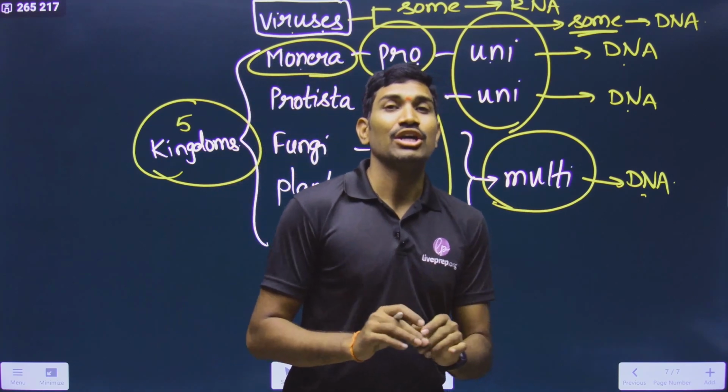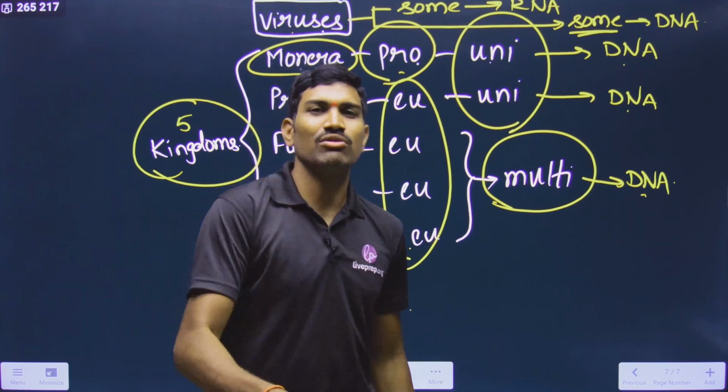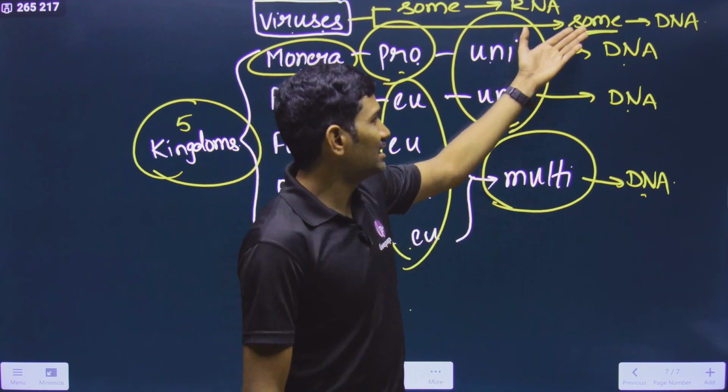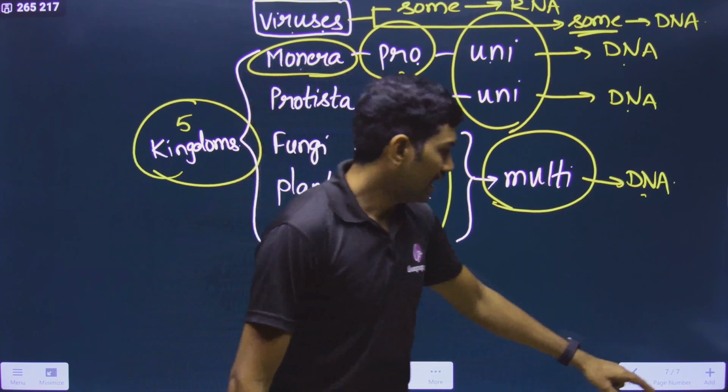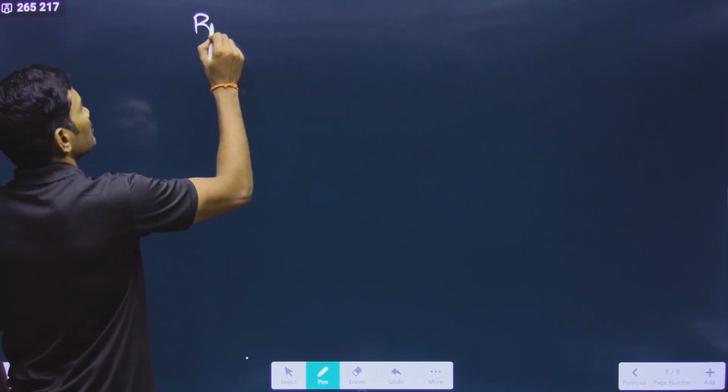In this way, you need to understand the concept very clearly, and this is the one and only function of DNA. DNA always acts as genetic material. It is acting as genetic material in these organisms. Over. And then we are going on to the functions of RNA.